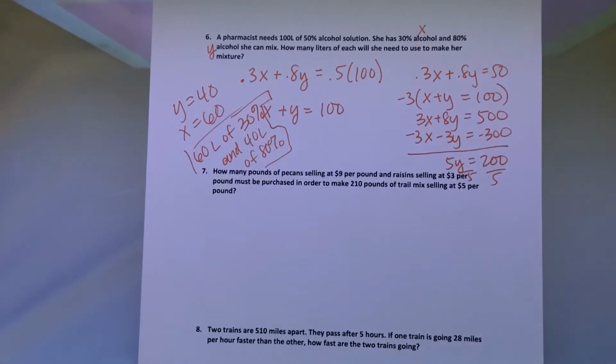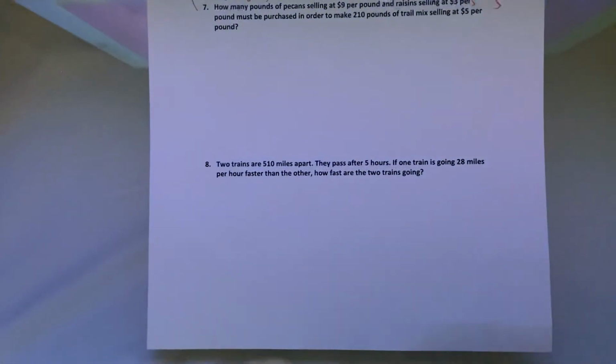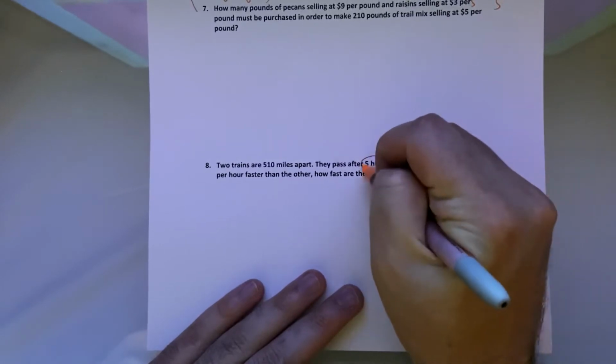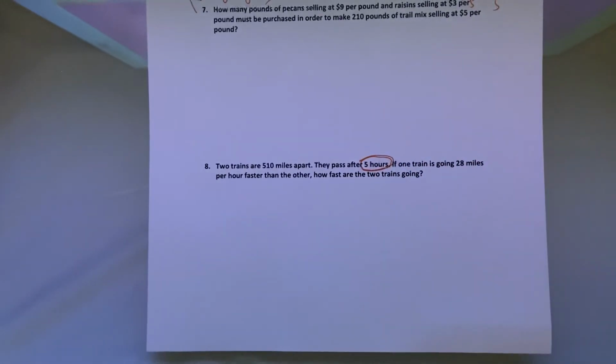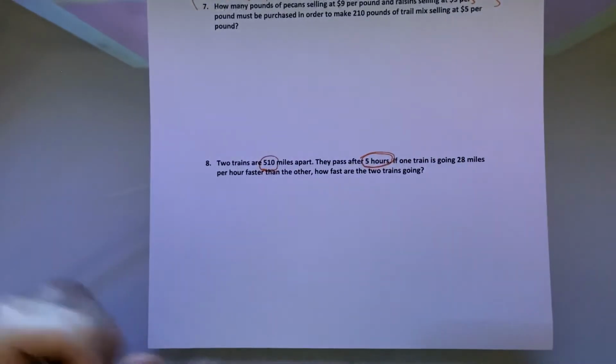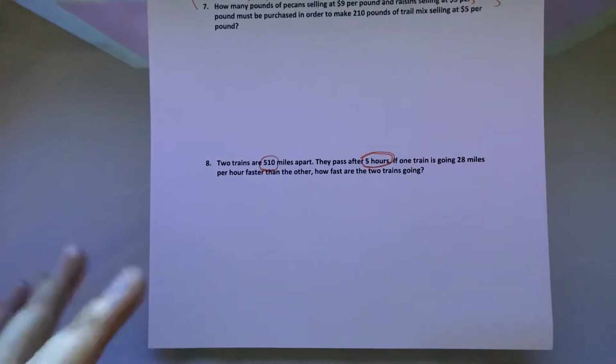Let's do one more. Two trains are 510 miles apart. They pass after 5 hours. One train is going 28 miles per hour faster than the other. How fast are the two trains going? Okay. So if two trains are passing each other after 5 hours, and they're 510 miles apart, we know if they're going towards each other, okay, we're assuming they're going towards each other, otherwise it would be impossible.